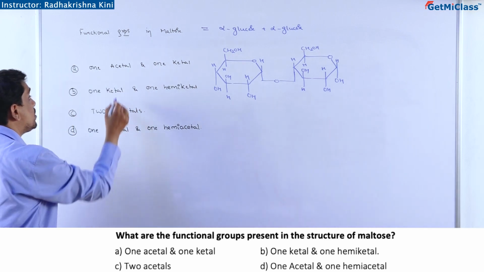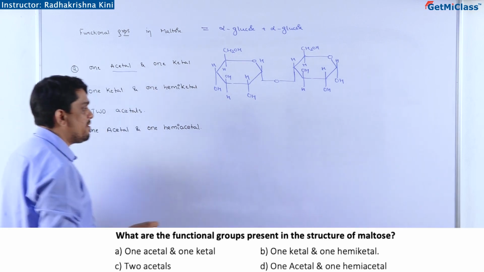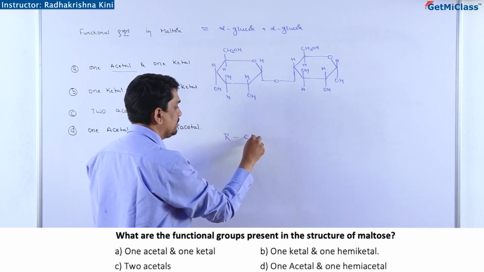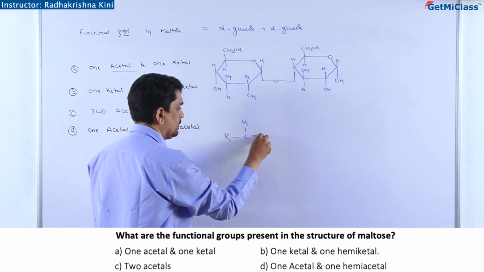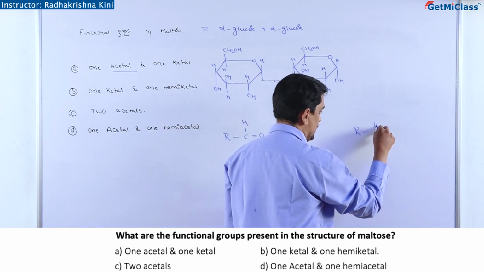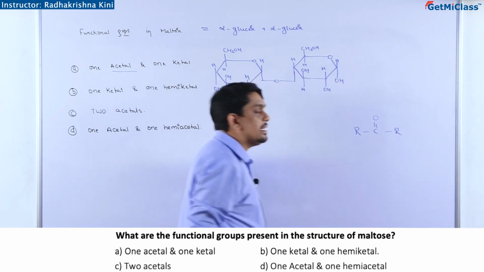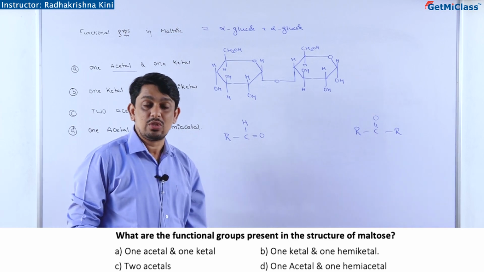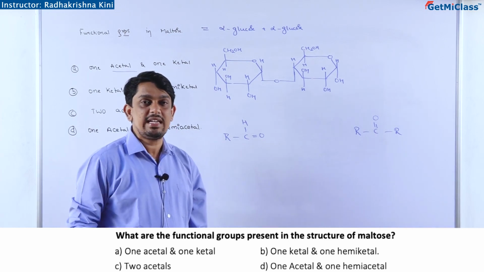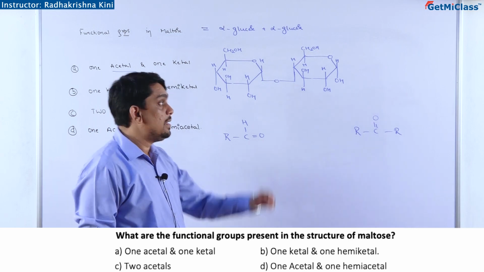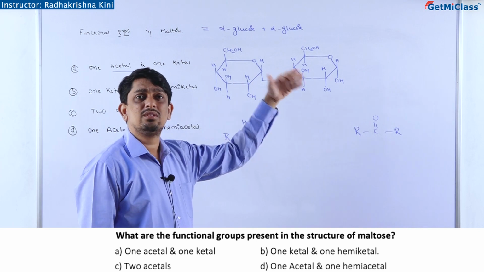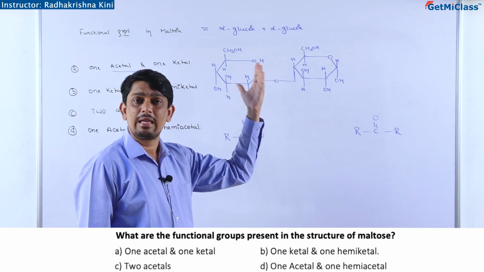Now they are talking about acetals and ketals. Everyone knows that acetals are formed by aldehyde, and ketals are formed by ketones. This is a very basic thing that you must know about. Acetals you will get from aldehyde and ketals you will get from the ketone. Because both are glucose, there is no scope for ketals.